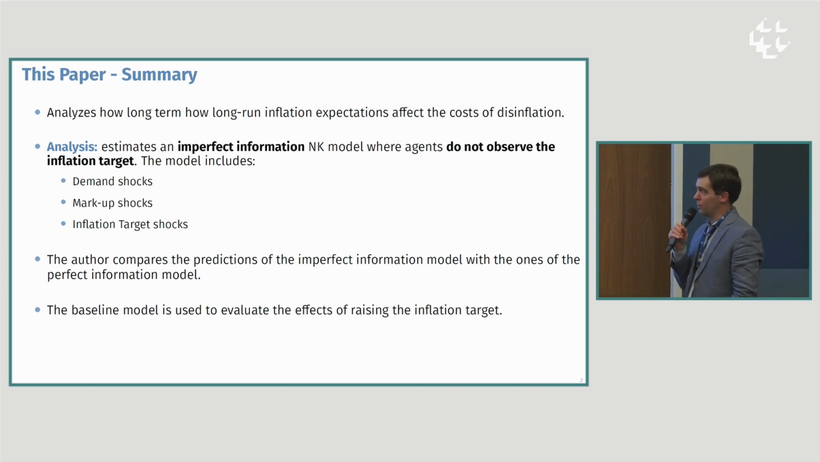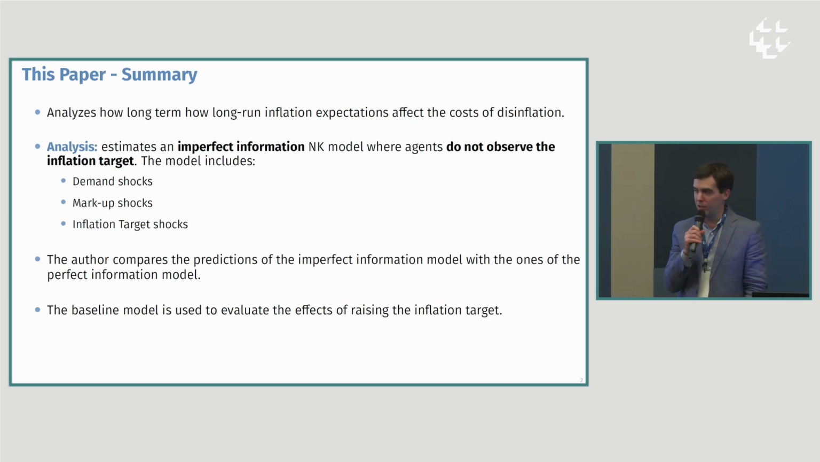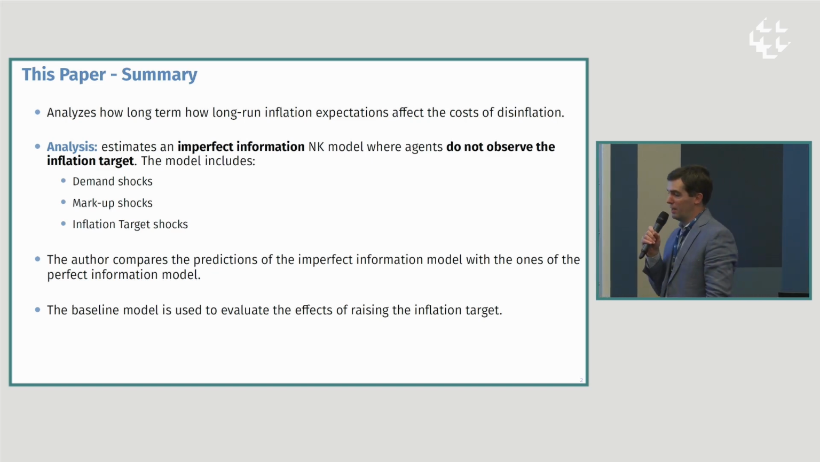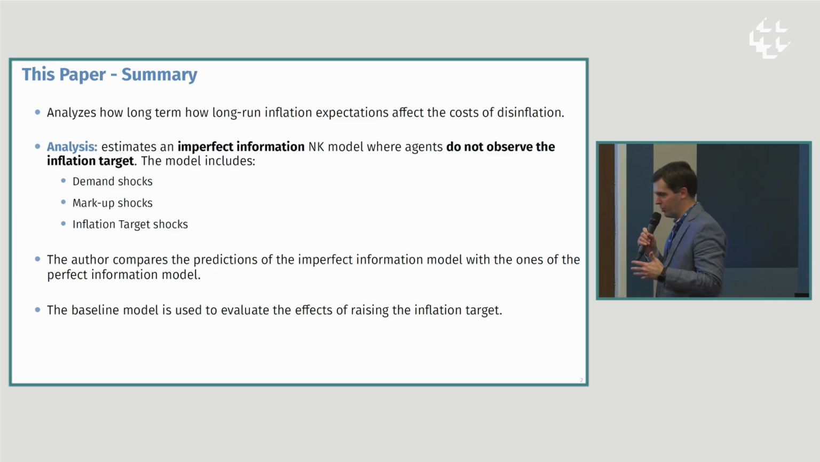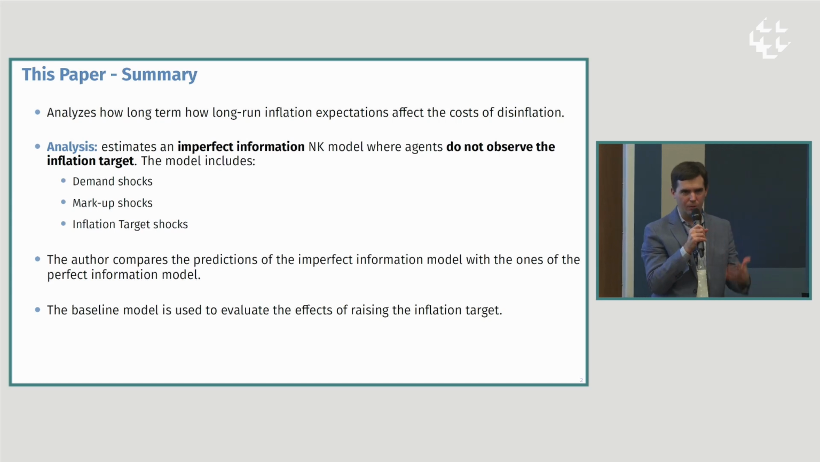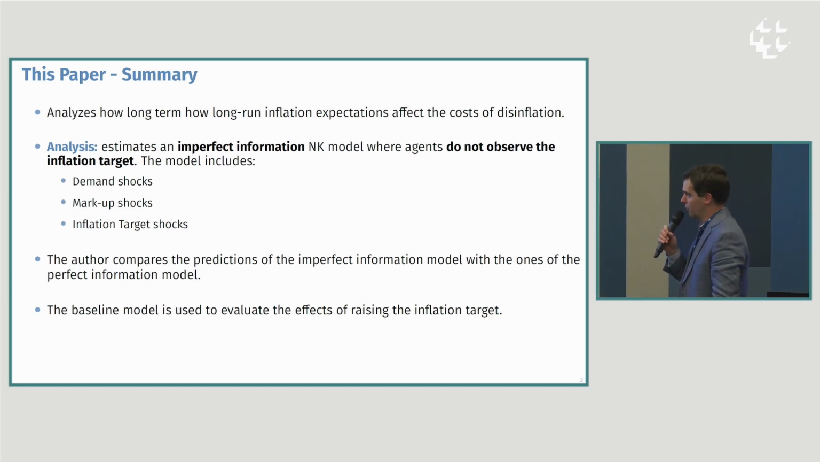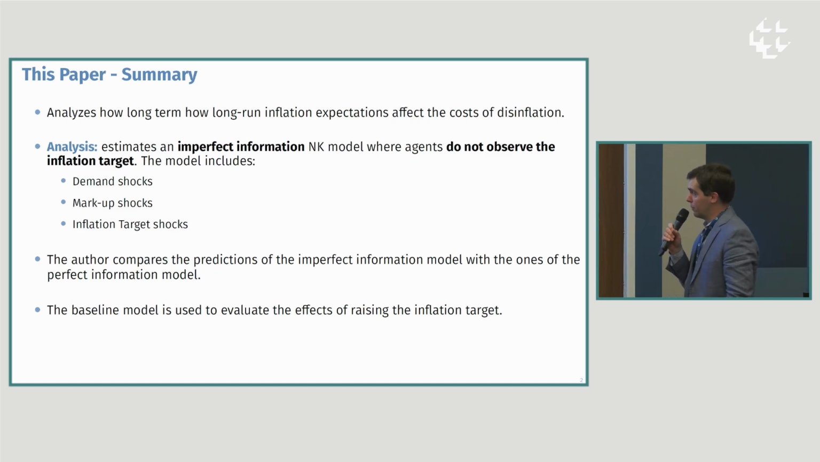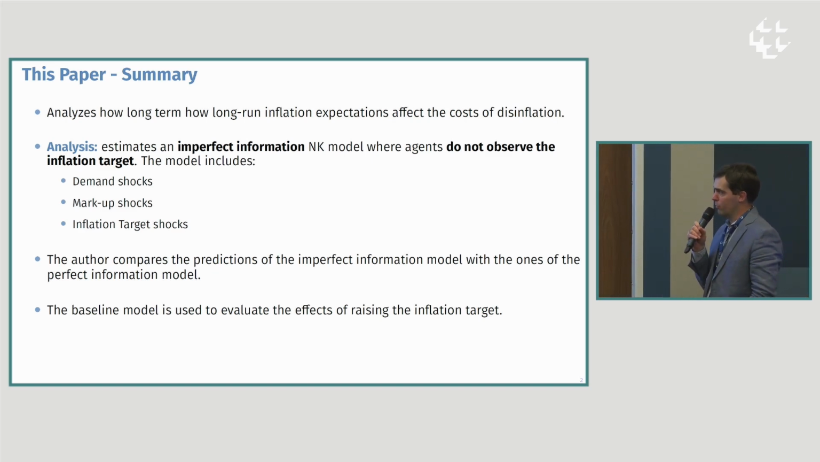The first two shocks, demand and markup shocks, are the standard shocks that you can see in a New Keynesian textbook model, and the last one is probably the novel part of the paper, what he adds. And then the problem in this imperfect information setup is which type of shock is driving the different things, and how this creates different decisions. So the authors compare the predictions from this imperfect information model with a perfect information model.